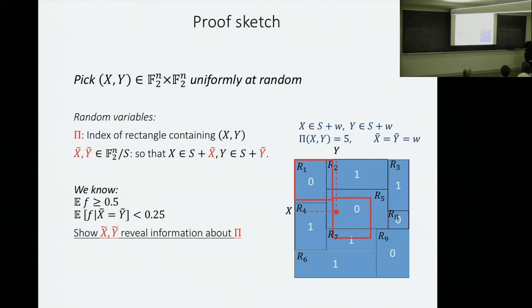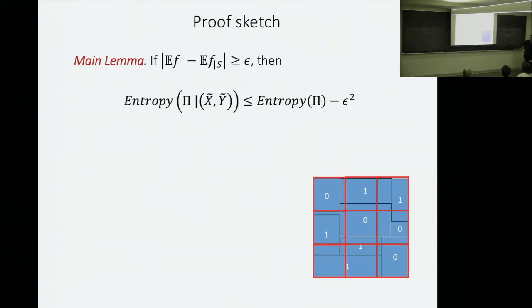So basically the main lemma that I want to explain is the following. If you have any function, not any function, a Boolean function, and you can find a subspace that gives you a slight difference in the average, then this random variable that I define, conditioned on this joint random variable, has a lower entropy by something like epsilon squared. So this is basically the only part that I have to explain, and that would just finish the proof, right?